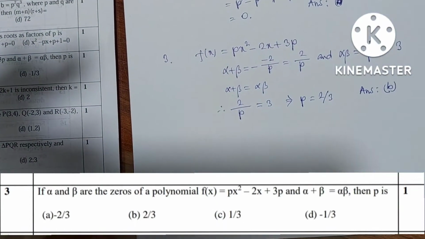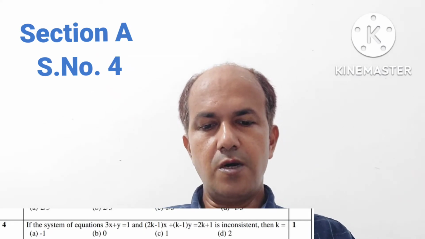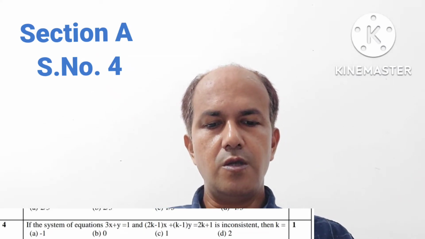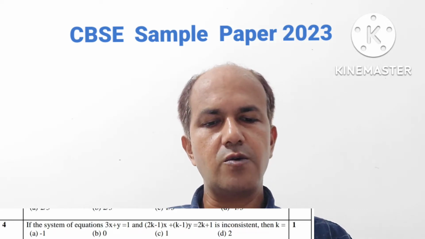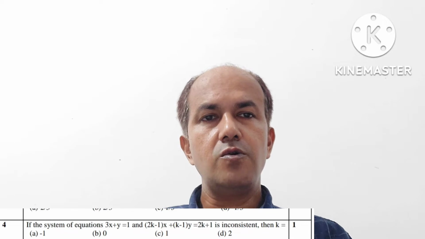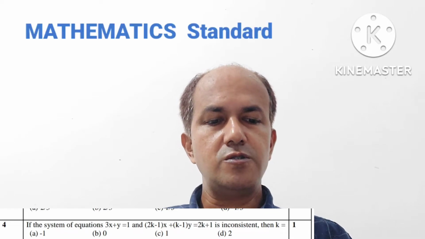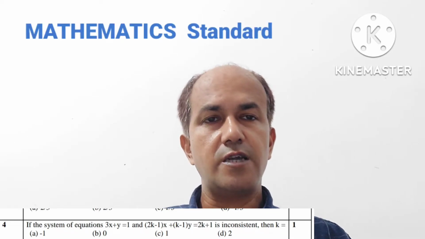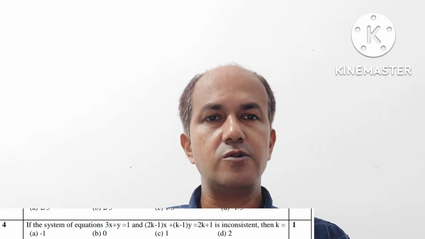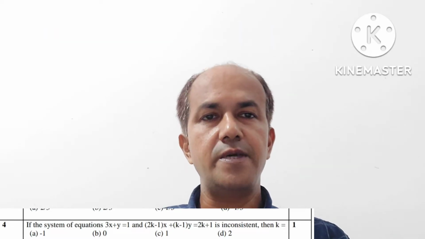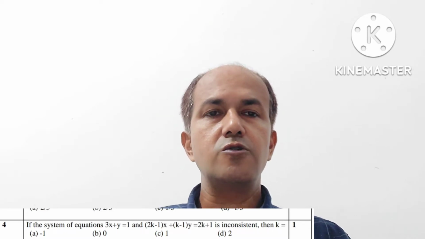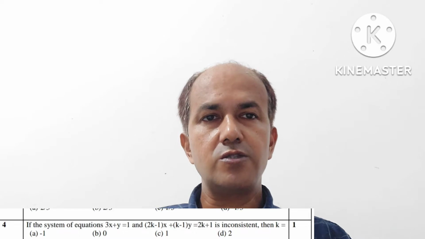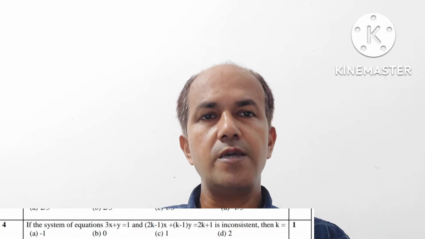Okay. Question number 4. If the system of equations this and this is inconsistent, then k equals what? If two linear equations are inconsistent, that means they do not have any solution. Geometrically, that means the given lines are parallel to each other. So the condition of inconsistency is a1 by a2 equals b1 by b2.